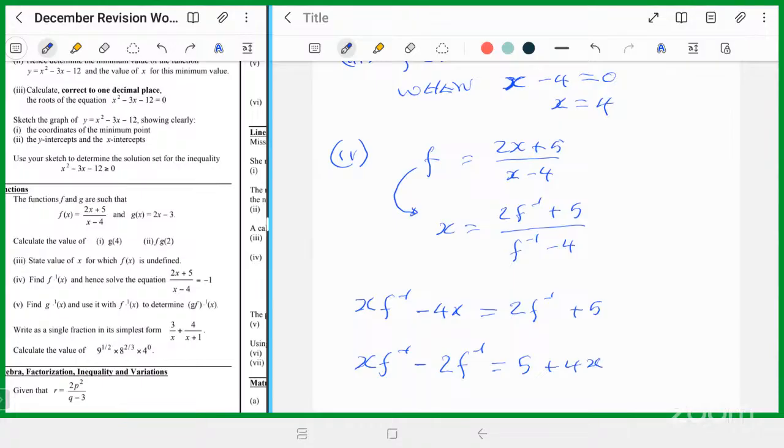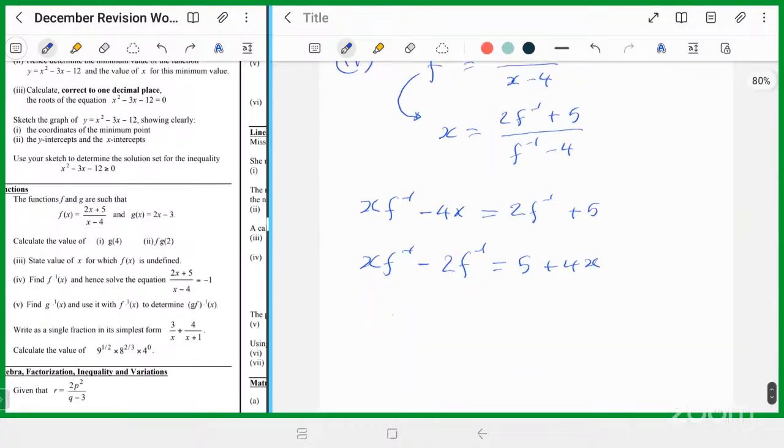Positive 4x. Alright, I'm going to factorize the f to the minus 1 out of these two terms. So we're going to get f to the minus 1 bracket x out of this one minus 2 out of this one equals 5 plus 4x. Then to leave this as the subject, we'll take this x minus 2 divided under here. So we're going to get f to the minus 1 equals 5 plus 4x over x minus 2. That's our f to the minus 1 of x.